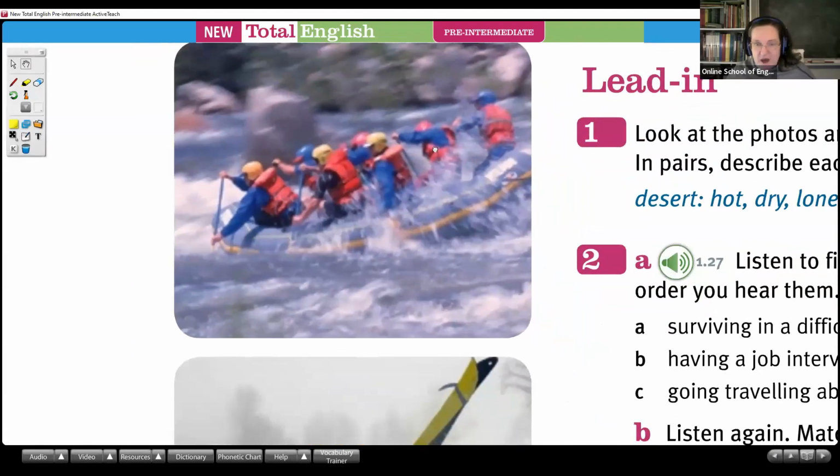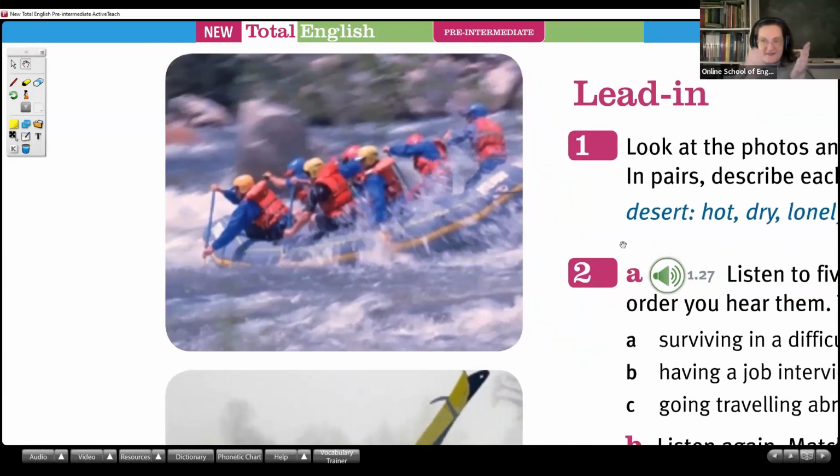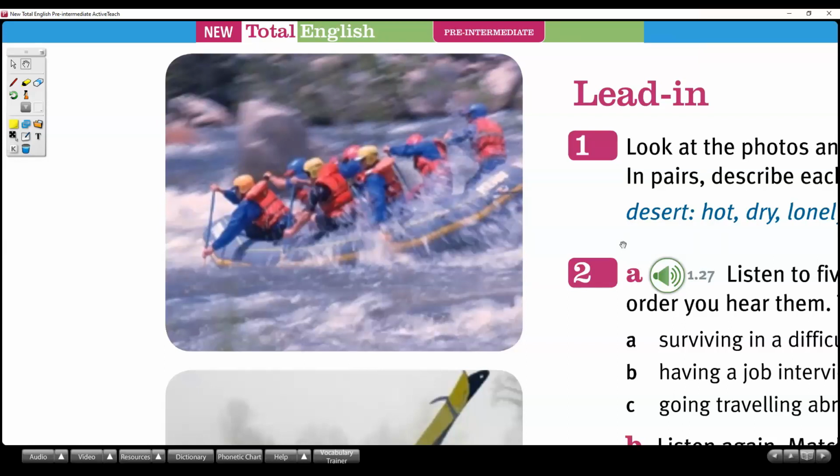So let me show you now the other picture. So what can you tell me about this picture? Again, 3 words, only 3 words. River. Yes, river. What else? Water. So water is what? Is it dry like the desert? Is it dry? Really? Not dry. It's wet. What's the opposite of dry? Wet. Yes, wet. Very good.